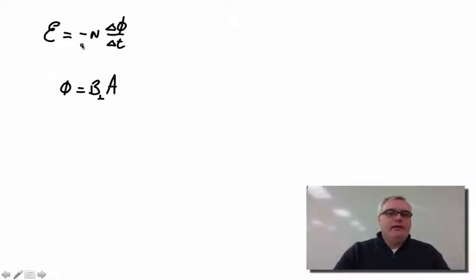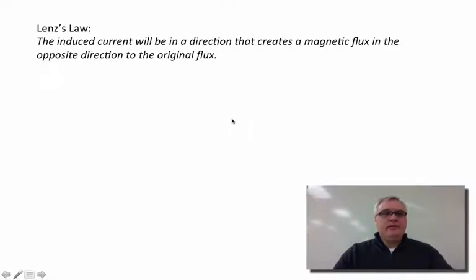Now this negative sign, if you recall, I said is Lenz's law. It tells us that the induced magnetic flux creates an opposite magnetic field. So Lenz's law states the induced current will be in a direction that creates a magnetic flux in the opposite direction to the original flux. Okay? This is something that you basically should just memorize. One of the few things in physics that you need to memorize, and it's Lenz's law.